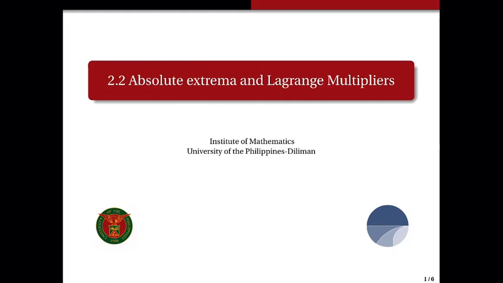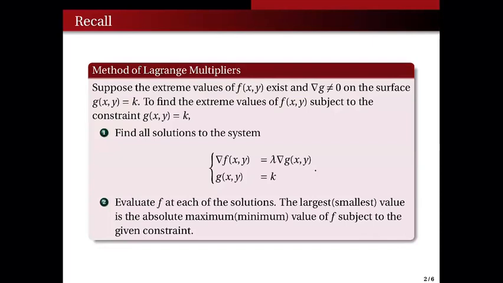So, just a quick recall of the method of Lagrange multipliers. Suppose the extreme values of this function f of x, y exist, and we have a function g whose gradient is not equal to 0 on the surface g of x, y equals k, where k is some constant. To find the extreme values of f subject to the constraint g of x comma y equals k, what we do is find the solutions of this system here.